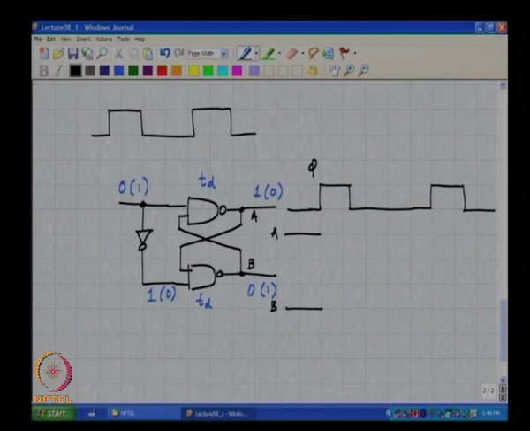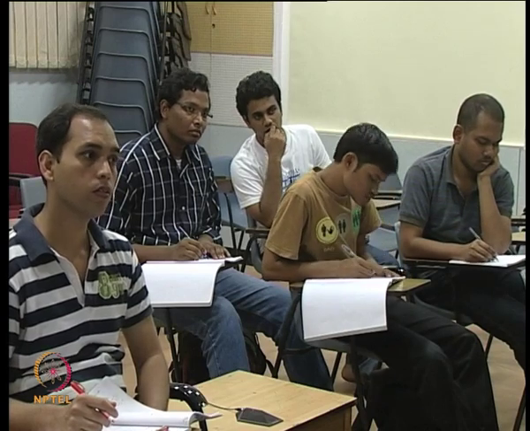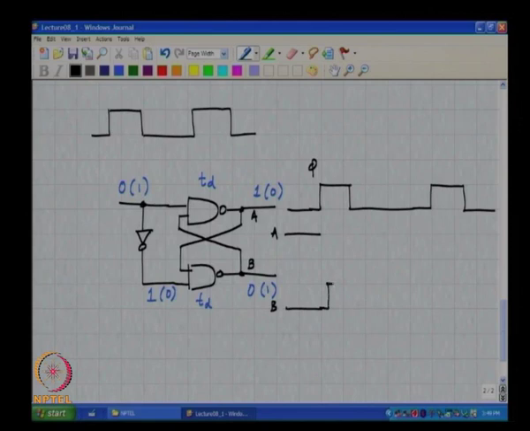Now, when phi goes up from 0 to 1, what do you think will happen? When phi goes from 0 to 1, what happens to this NAND gate? Pardon? Okay, so the output of the inverter immediately goes to 0 because we have assumed that the inverter has got 0 delay. So, B must go high after a delay TD, very good, okay. And after B goes high and after another delay TD, what happens to A? A goes low. So, okay. Now, what happens at the falling edge?